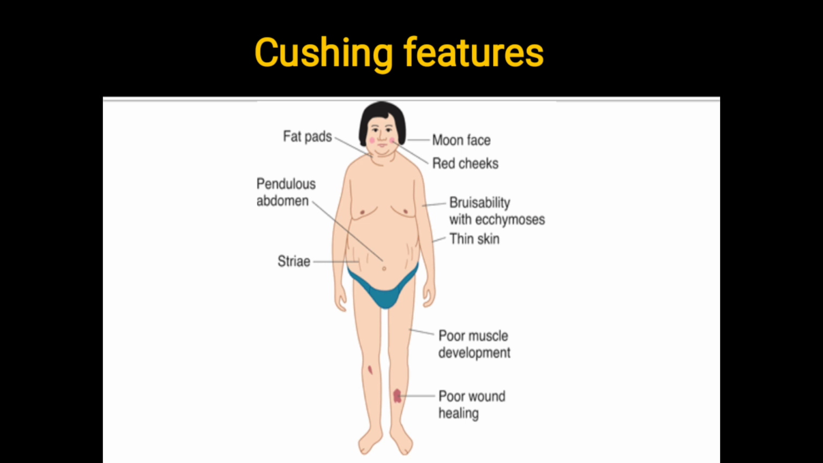So I have put the clinical features in this picture. The centripetal distribution of fat causes the pendulous abdomen, moon face with red cheeks, and the muscle development is poor. That is, the extremities are thin because of the proteolysis of the muscles. There is poor wound healing because of hyperglycemia, and abdominal striae are present because there is a thinning of walls of capillaries, which can easily rupture and cause intracutaneous hemorrhages.